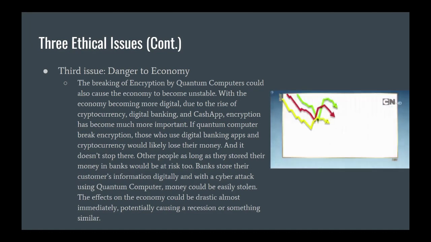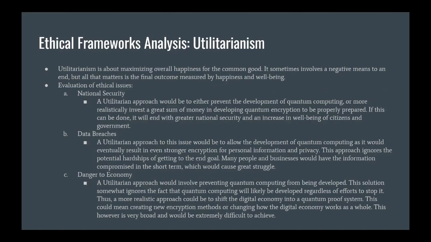So this is our utilitarianism analysis. Utilitarianism is about maximizing overall happiness for the common good. It sometimes involves a negative means to an end, but all that matters is the final outcome measured by happiness and well-being. So for national security, a utilitarian approach would be to either prevent the development of quantum computing or, more realistically, invest a great sum of money in developing quantum encryption to be properly prepared. If this can be done, it will end with greater national security and an increase in the well-being of citizens and government.